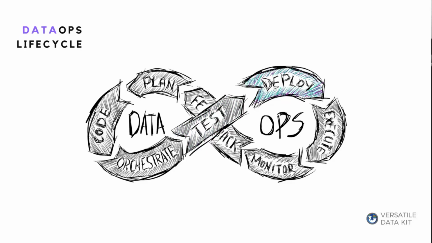So the next is deploy. After validating the data and resolving the issues, it can be deployed to production. Deployments can be fully automated or manual, but no more than like pushing a button or executing a job. With Versatile Data Kit, it's just a simple VDK deploy command that does this part.